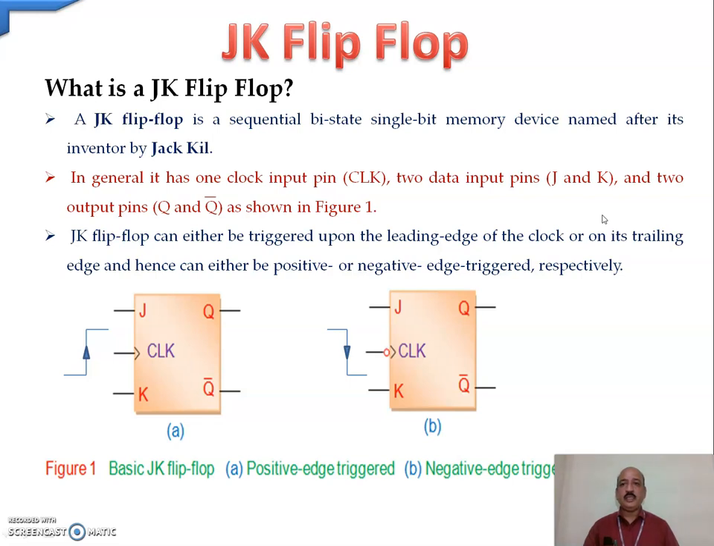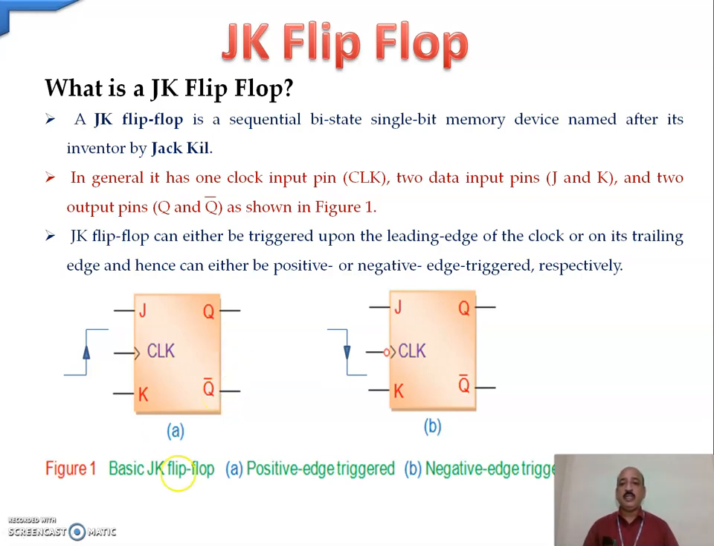JK flip-flop. A JK flip-flop is a sequential bi-state single-bit memory device named after its inventor, Jack Kilby. Here is the block diagram of a JK flip-flop, having the inputs J, K with the clock pulse, and the outputs Q and Q bar. Q and Q bar are always complementary to each other.